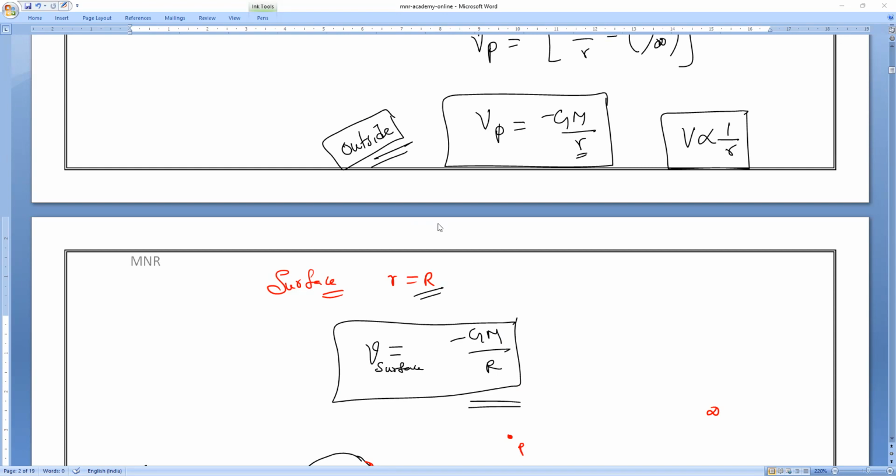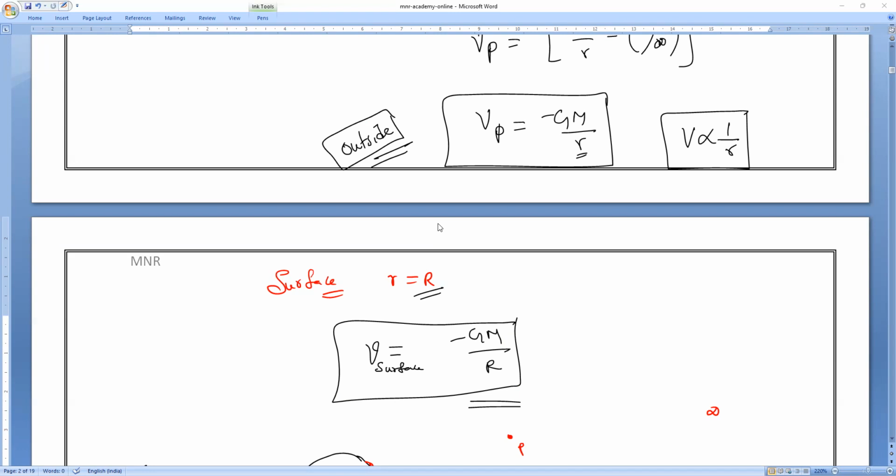Anybody having any doubt, you can ask me, or else we'll go with the next one. That is the solid sphere. So what is the potential of a solid sphere and how to derive it? That is all we are going to do. Are you clear, everybody? So we'll proceed now. So let us make it.